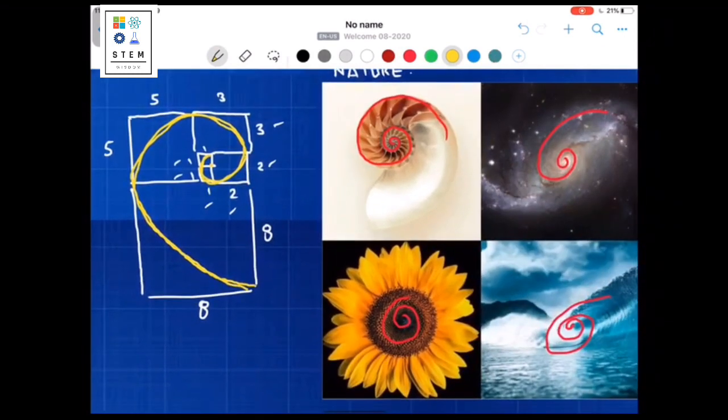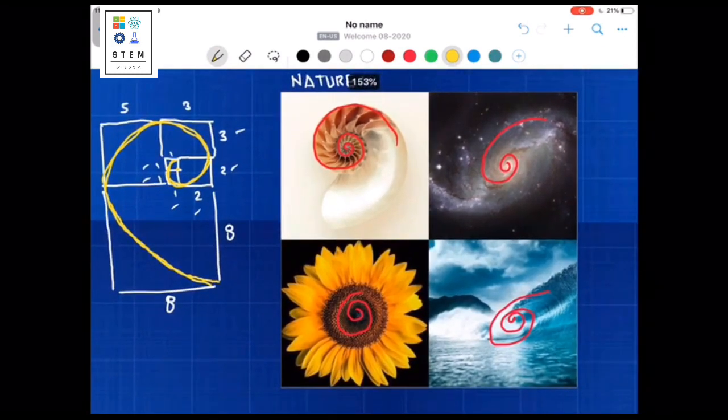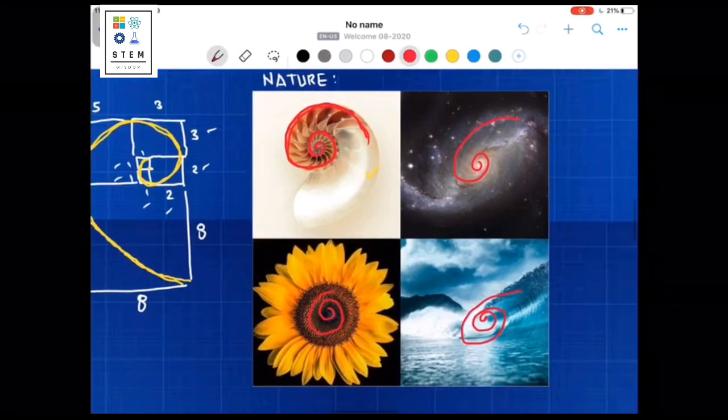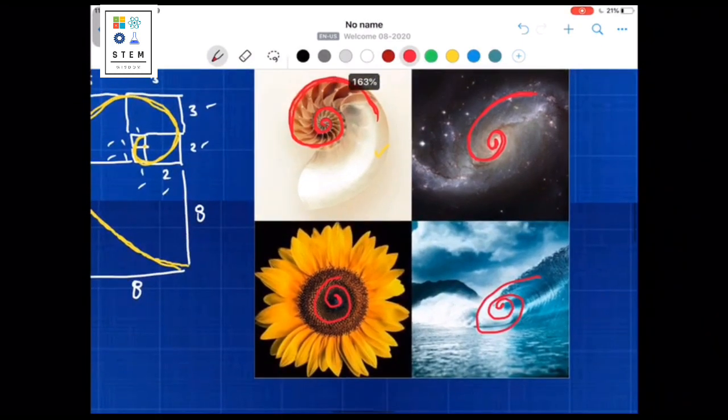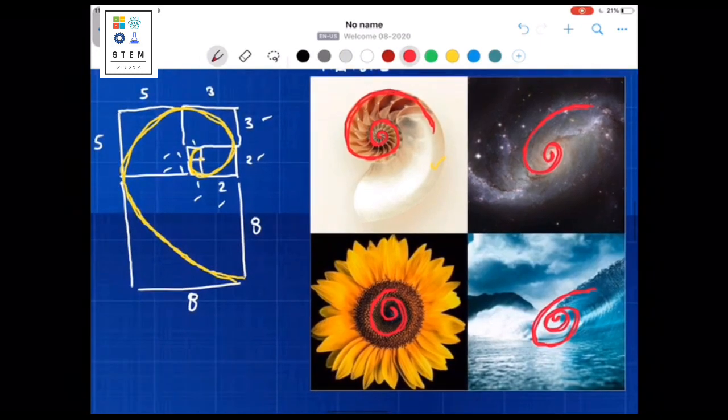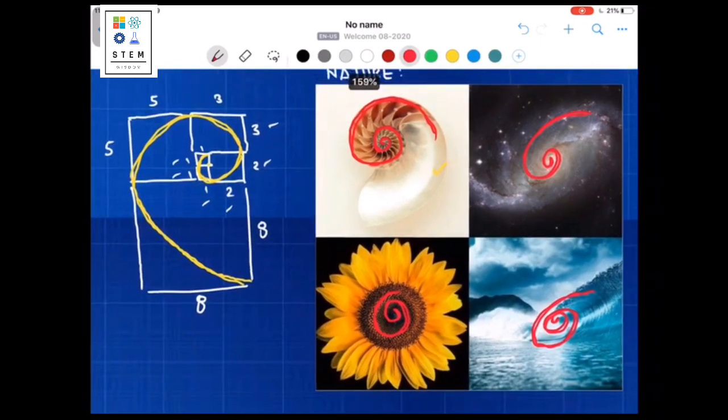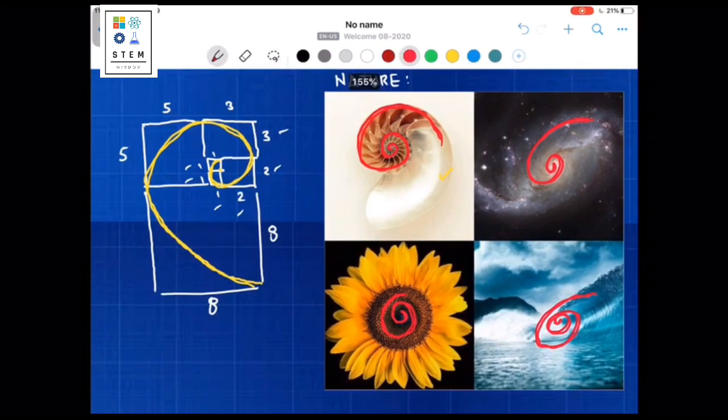For example, itong shell. So, meron tayong spiral dun sa shell. Tama? Ano pa? Sa galaxy, makikita rin natin yung spiral na yan. Sa mga flowers, makikita rin natin. Okay, saan pa? Sa wave. Okay, sa storm. At marami pang iba. So, makikita natin yan. Okay, so, makagamit natin yung Fibonacci sequence. So, nakikita siya sa nature.